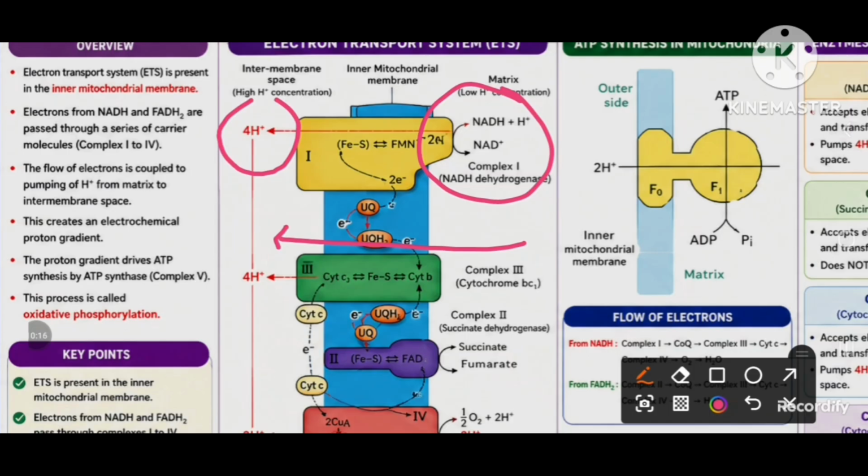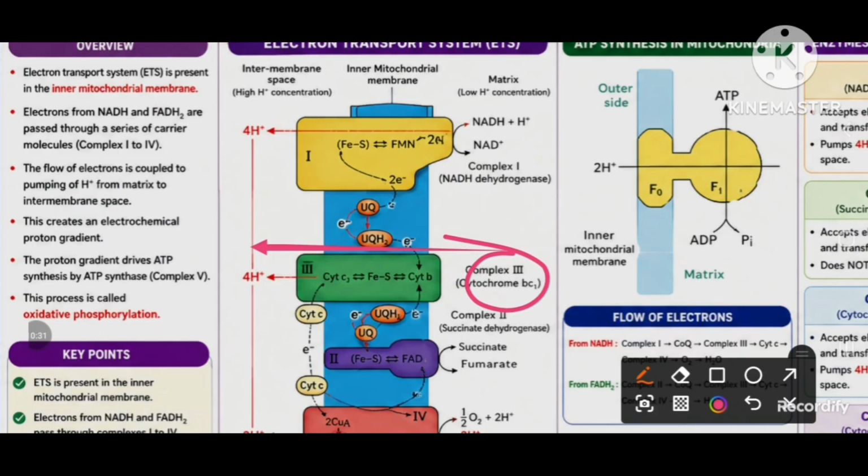So in the same kind, look at here in complex number 3, 4 H plus ions will be transferred from matrix to intermembrane space. That is actually done using the energy of the electrons in the case of complex number 3.